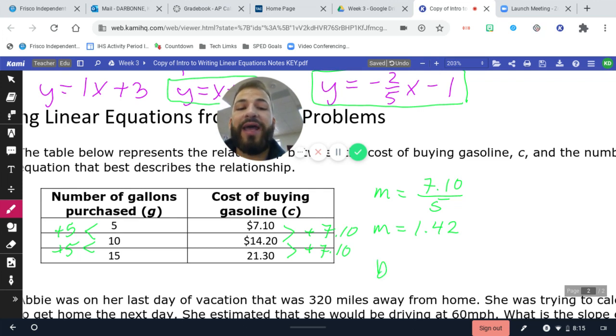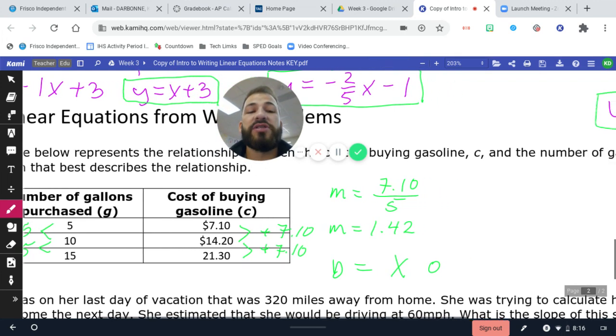So what do we not have? We do not have a y-intercept, or we can really say our y-intercept is 0, because it doesn't cost us anything to buy 0 gallons of gasoline. This is also what we call direct variation. There's a direct relationship between the number of the item and the cost of the item. So if you have a y-intercept of 0, then it's called direct variation. It's a direct relationship between our two items.